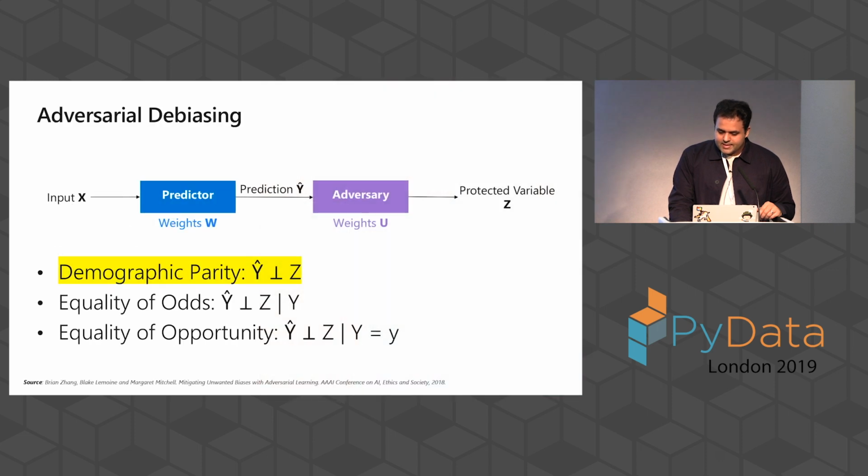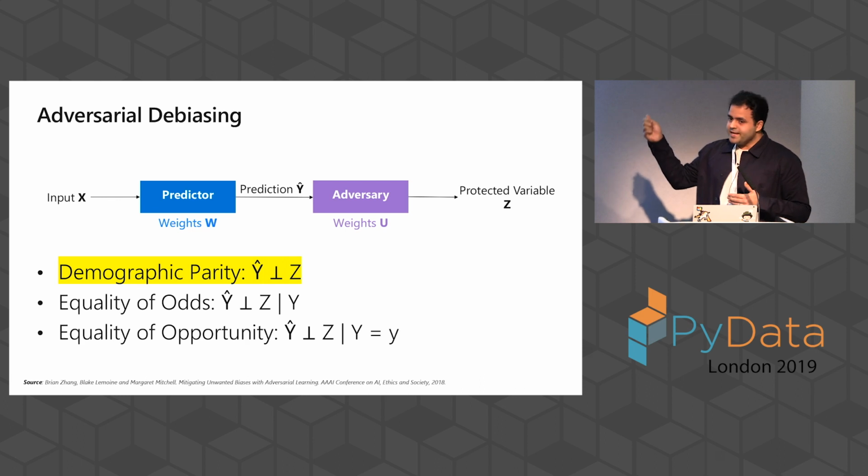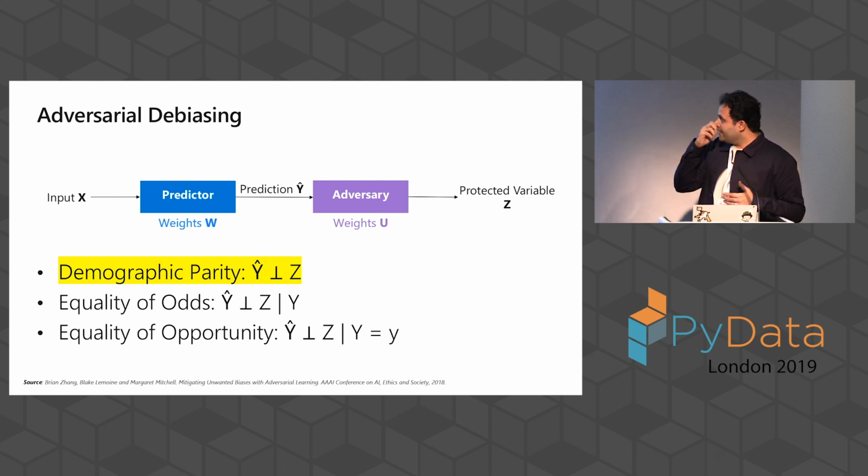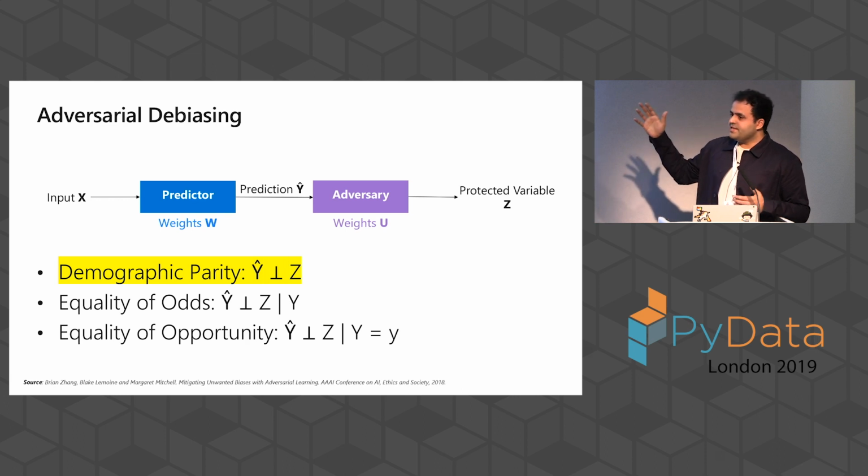So one technique that I've been recently looking at is adversarial debiasing. This was a paper that came out of Stanford and Google. The main idea here is you're basically training an adversarial network. The first network is the predictor network that predicts the target variable. The second network is an adversary that tries to predict a protected variable.